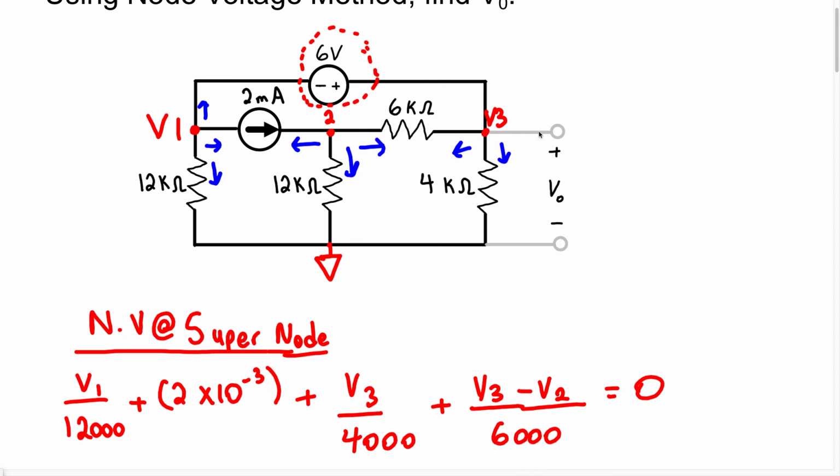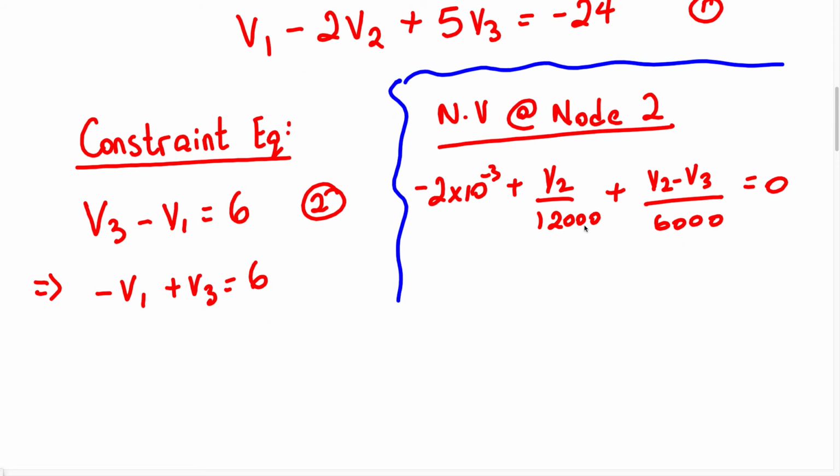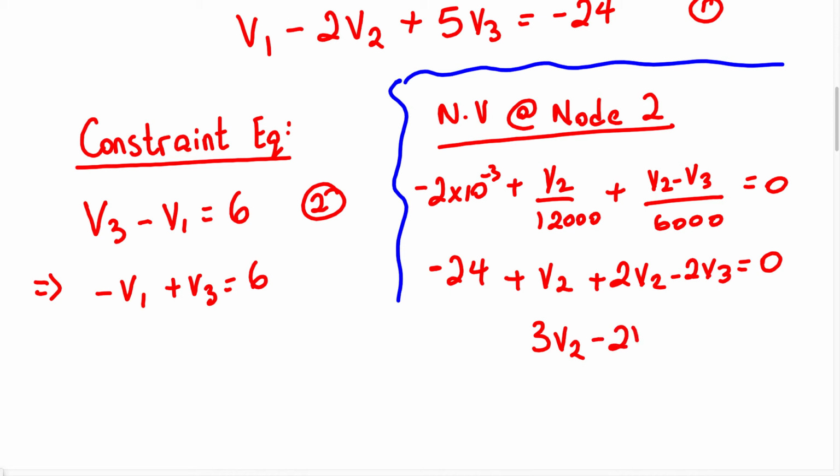So that's going to be V2 minus V3 divided by 6,000. And that's going to give us the current flowing in that branch. And all of that equals 0. Now when we simplify this, we know the LCD is going to be 12,000. So we're going to multiply each term by 12,000. That's going to give us negative 24 plus V2 plus 2V2 minus 2V3 equals 0. When we simplify this now, we're going to get 3V2 minus 2V3 equals 24. I'm going to call this equation 3.